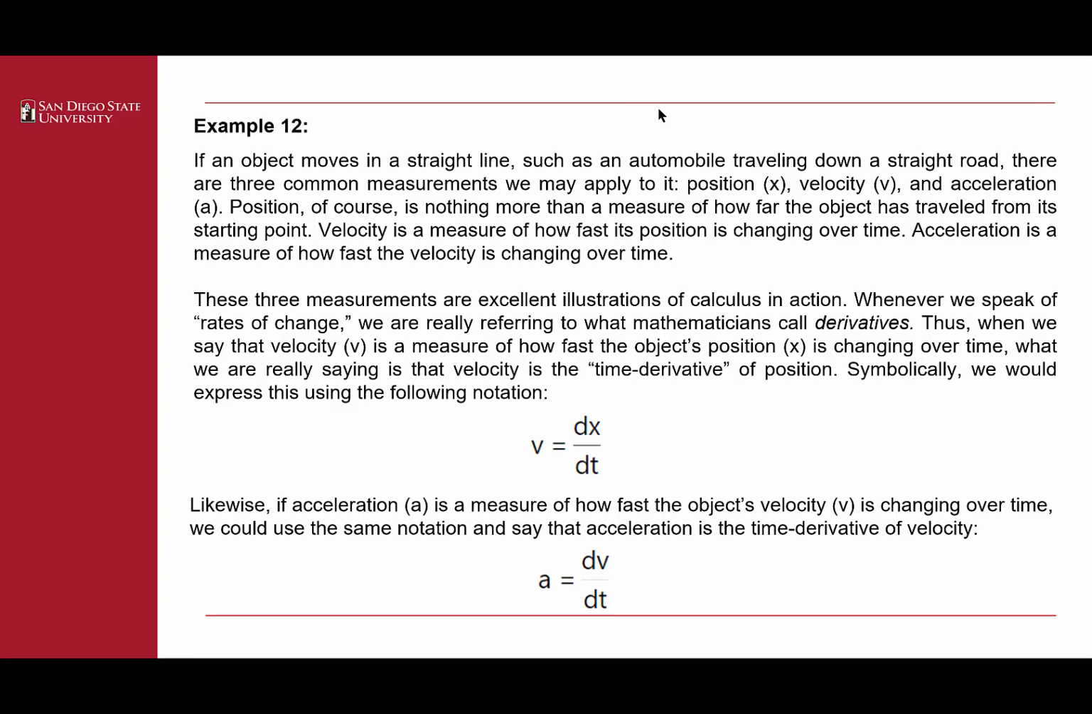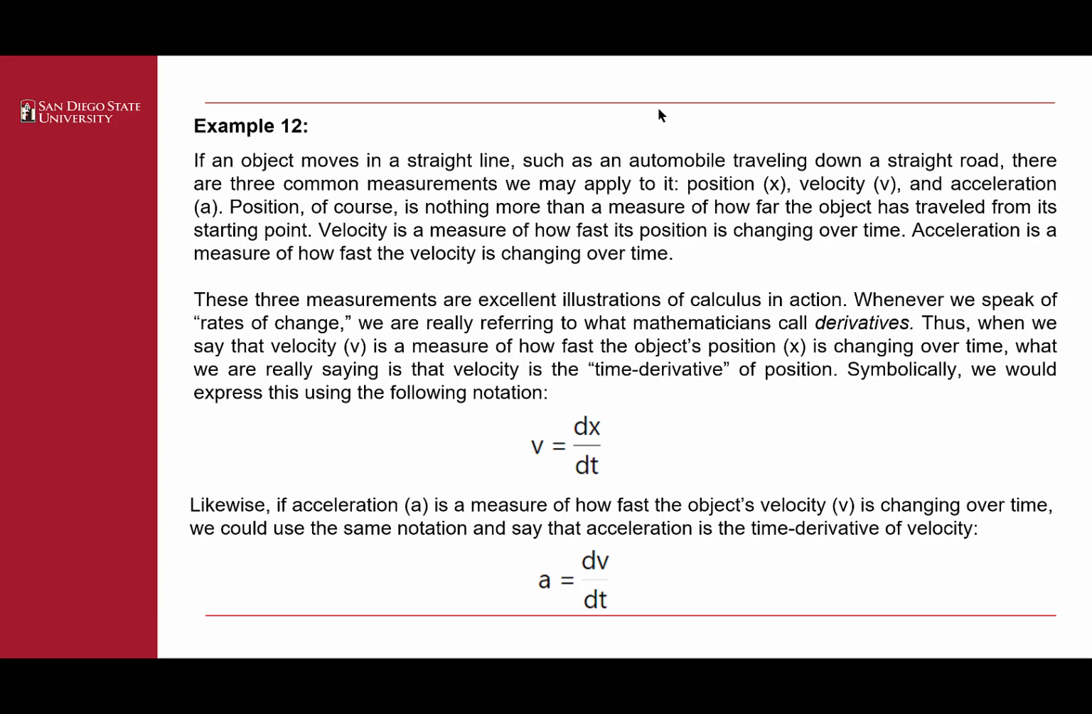This example also concerns the speed and displacement analogy. It says that if an object moves in a straight line, such as an automobile traveling down a straight road, there are three common measurements we may apply to it: the position, usually shown with x, velocity, usually shown with v, and acceleration, shown with a. Position, of course, is nothing more than a measure of how far the object has traveled from its original starting location, and velocity is a measure of how fast its position is changing over time, whereas acceleration is a measure of how fast the velocity is changing over time.